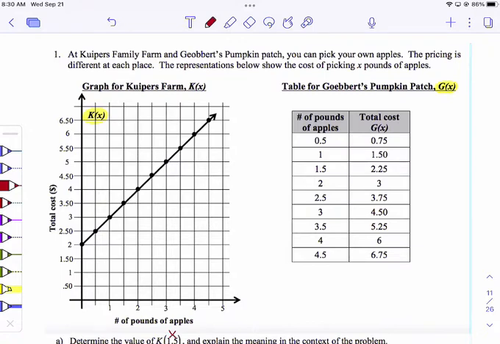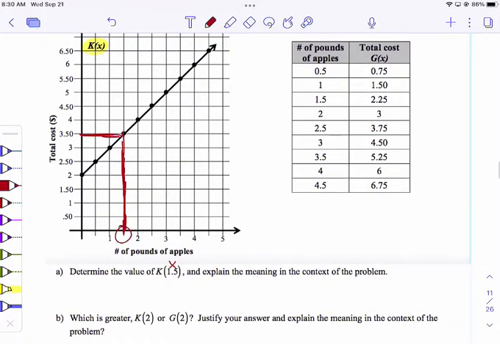Now, then you would say, okay, well, which one is it? Well, it's obviously the k of x one. So you go to where k of x is 1.5, and then you would need to know that 1.5 is pounds of apples. It's not number of apples. You're not going to have 1.5 apples that you take home. It's 1.5 pounds of apples. And then you're going to slide over and say, okay, that equals 3.50. So when it says determine the value, that would be $3.50. Okay? So that's the determine the value part.